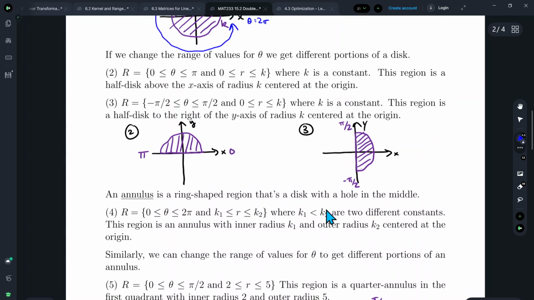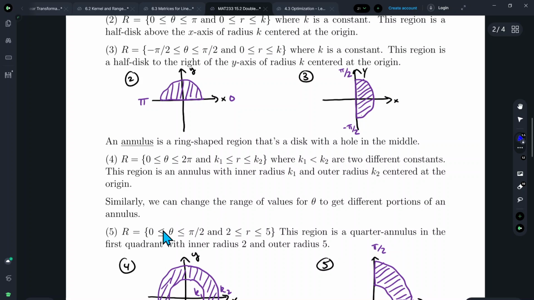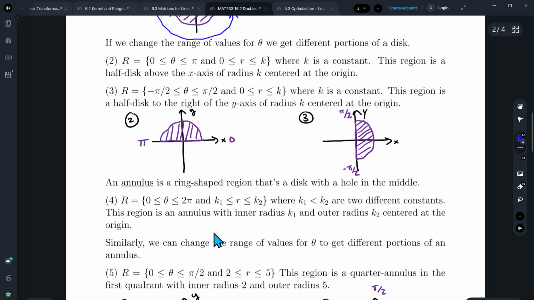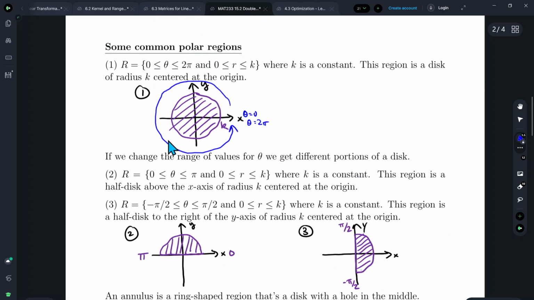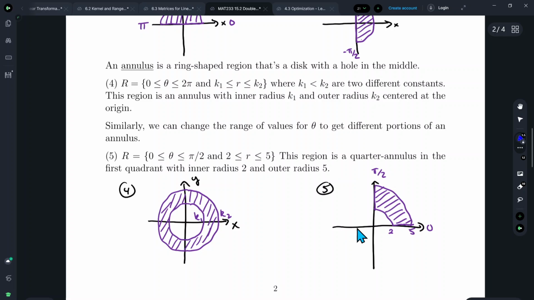Okay, so this gives you some examples of how to set up the variables theta and r for a few different kinds of polar regions. With this in mind, next we're going to look at examples of how to calculate these kinds of double integrals.